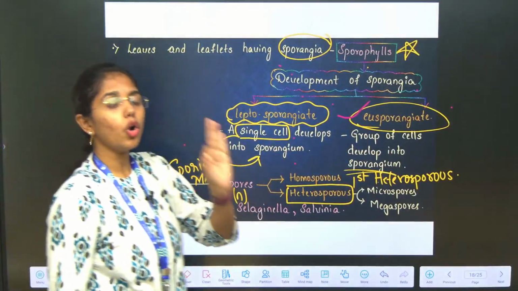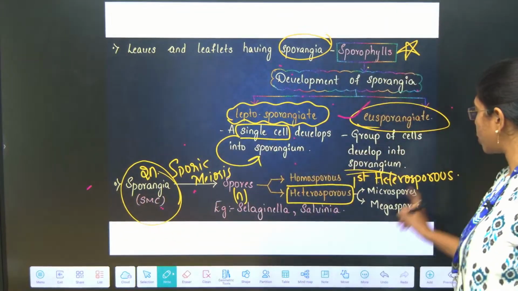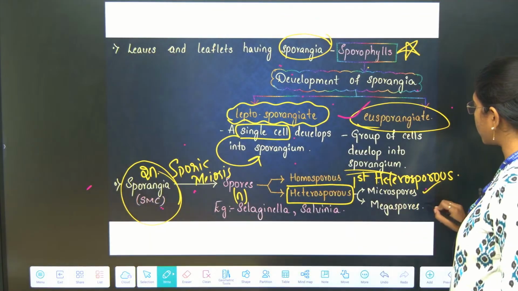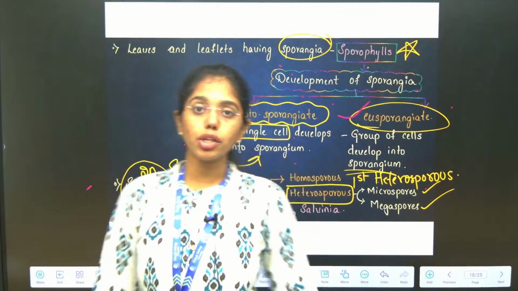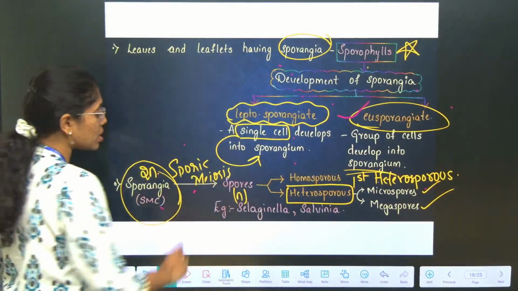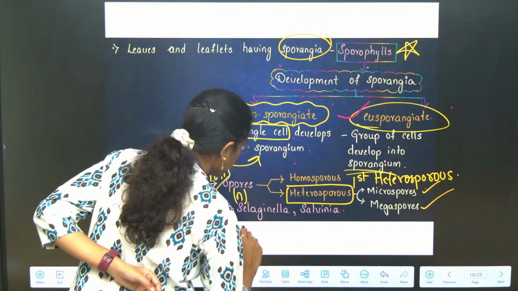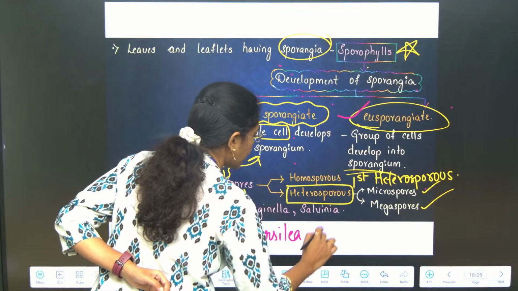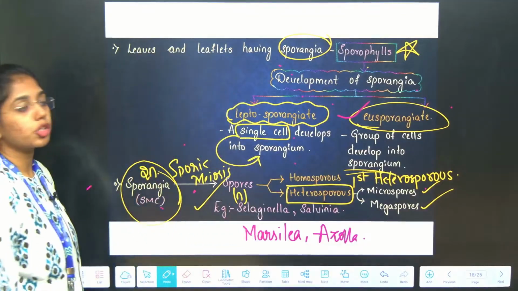Purely homosporous condition is observed in bryophytes. First heterosporous condition is observed in pteridophytes, wherein you can see two types of spores, microspores and megaspores. For the heterosporous condition, you can take two best examples, Selaginella and Salvinia. Along with this, you can take two other examples also, Marsilea and Azolla.